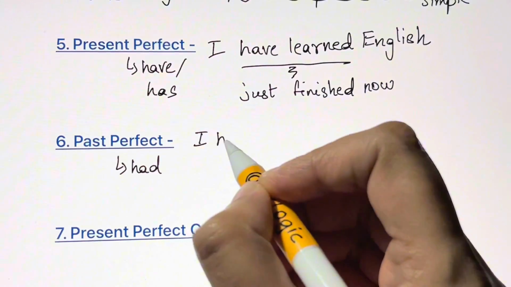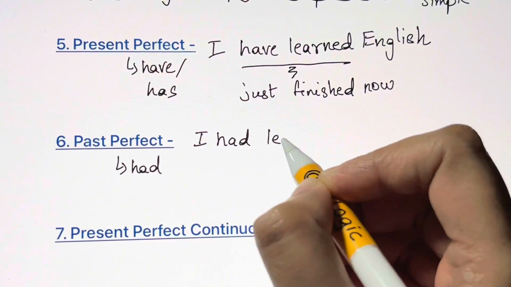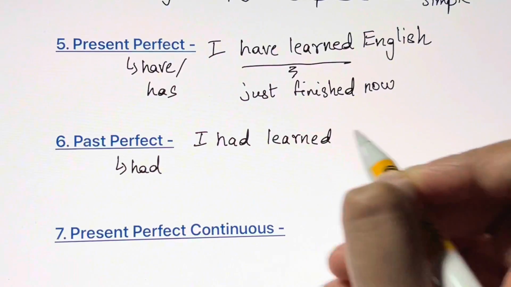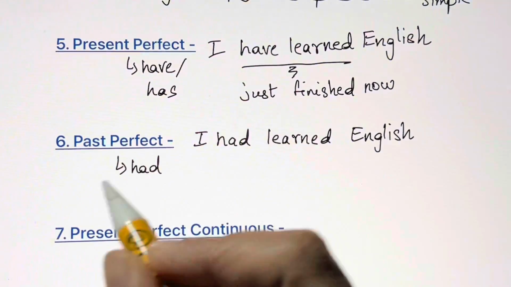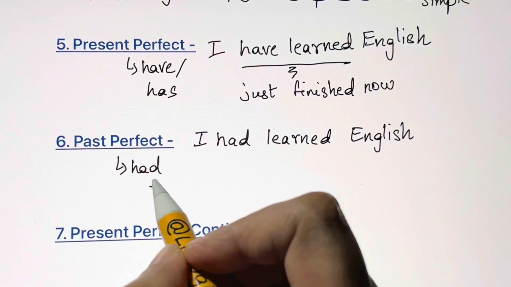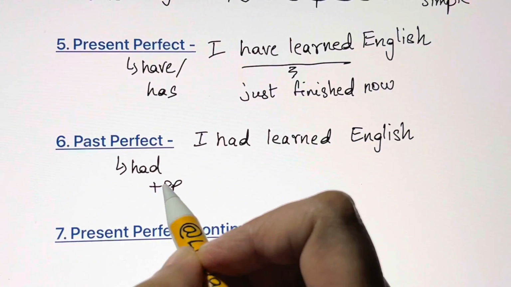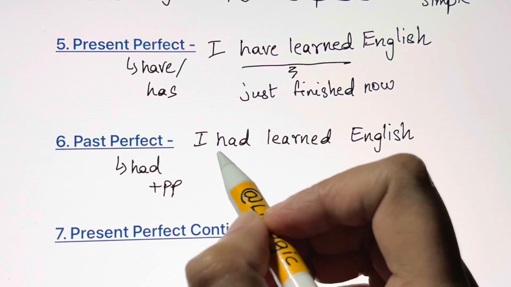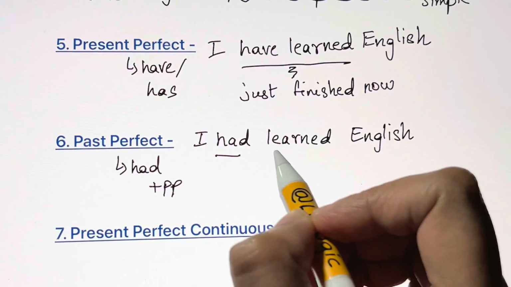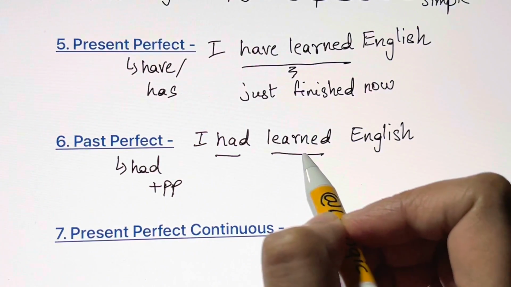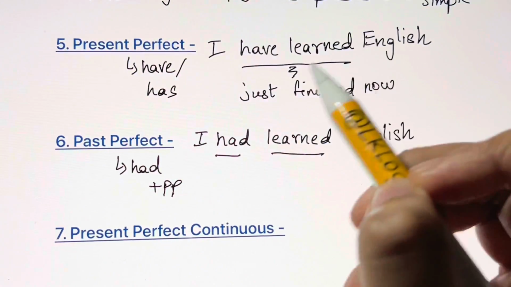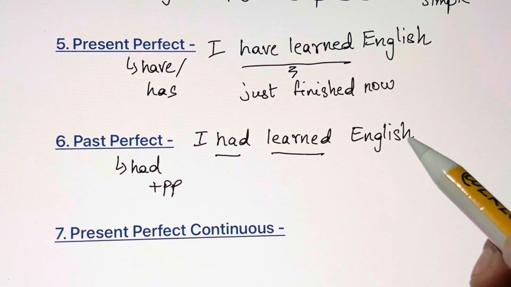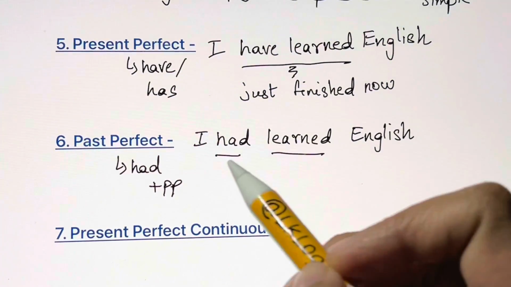I had learned English. So what did you add? Had plus the past participle, right? So what do you add? Had plus the past participle of the verb. Here, have plus the past participle of the verb. I have learned English. I had learned English. That's it. Easy, right? Okay, what do you mean by this?